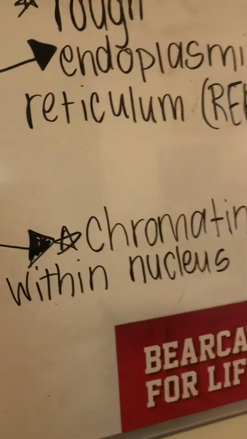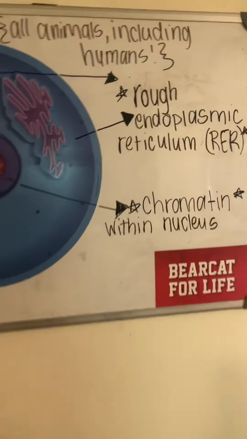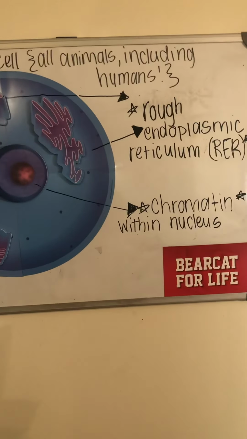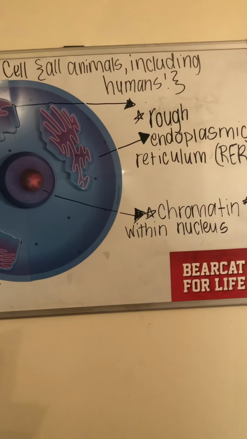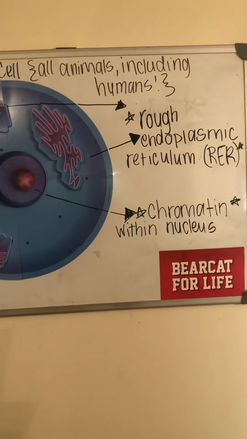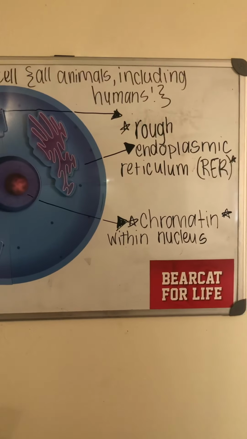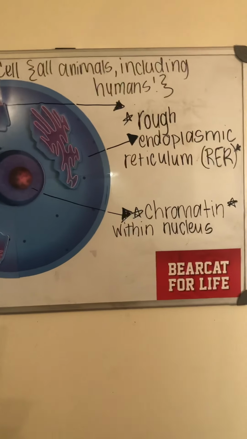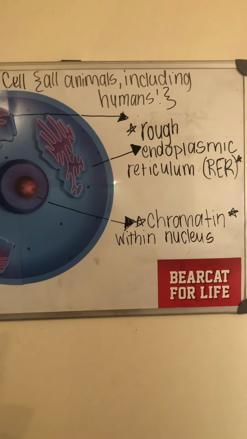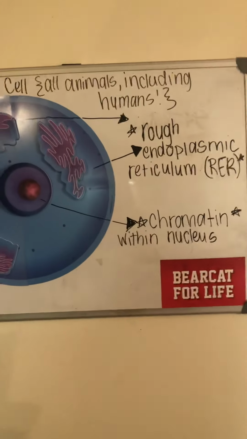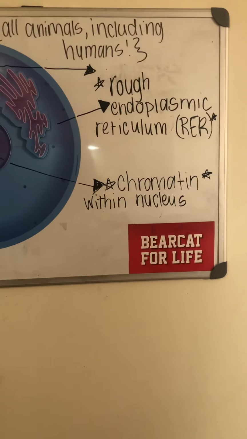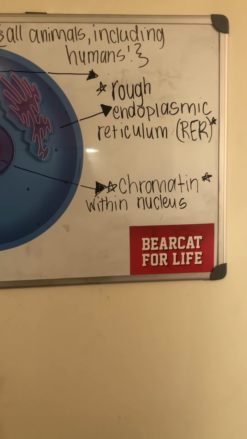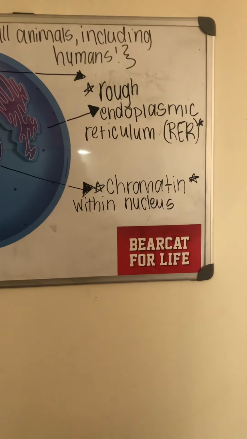Inside the nucleus is chromatin. So chromatin will eventually condense. When we condense, that means to come together to form chromosomes. So chromatin basically is all the genetic material for the cell, all of the DNA that is going to eventually come together to form chromosomes when the cell divides and multiplies. I know there's a lot of information right now, but just know chromatin is in the nucleus. It contains the DNA or genetic material for the cell, and it'll eventually turn into chromosomes.